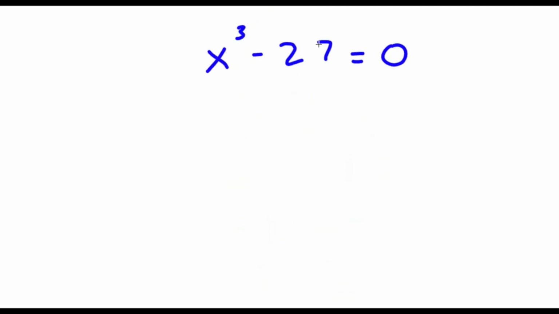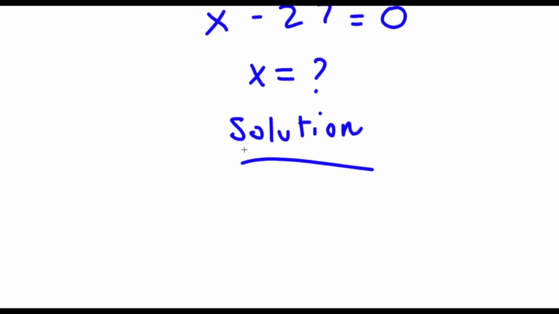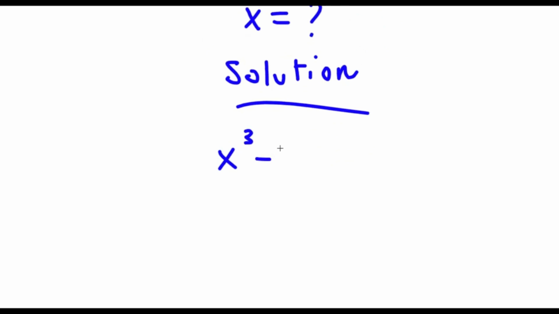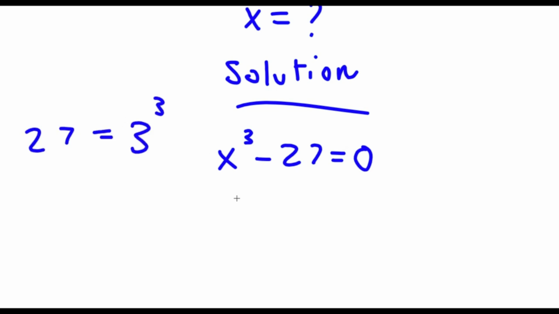Alright, so I have x to the power of 3 minus 27 is equal to 0. Now, I'm trying to find the value of x here. So, for my solution, I first start with x to the power of 3 minus 27 is equal to 0. Now, 27, this is the same thing as 3 to the power of 3. So now if I substitute in 3 to the power of 3 for 27, I get x to the power of 3 minus 3 to the power of 3 is equal to 0.